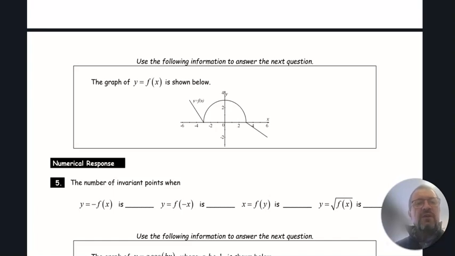All right, so for this question, we read that the graph of y equals f of x is shown below. You can see it there. Now the question is the number of invariant points that occur when, and then we're going to give you several transformations here and just ask you how many invariant points you get for each one.